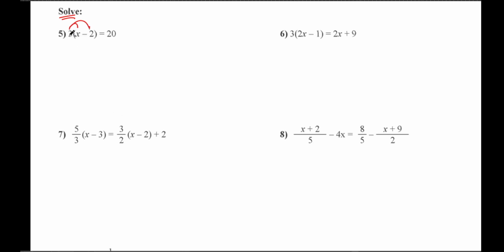If you got them wrong on the quiz, you definitely want to write this stuff down. So here we go. We're going to distribute. So it's 3 times x, which is 3x, minus 3 times 2, which is 6. So that's the first step.